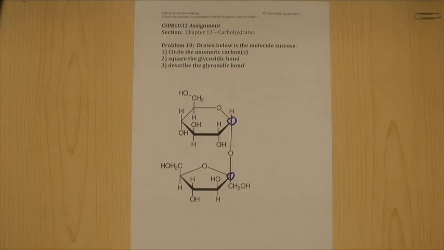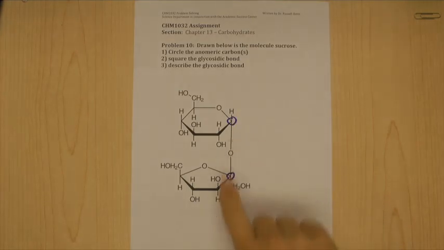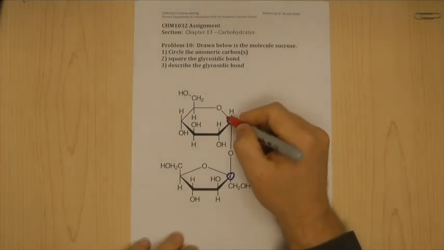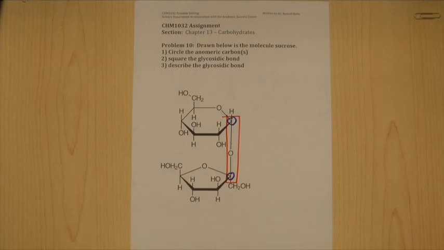Circle the anomeric carbon. Square the glycosidic bond. Now remember, the glycosidic bond is an ether bond that connects two sugars. So here we have sugar number 1, sugar number 2, connected via this ether bond right here. So let's put a square around that. It'll look more like a rectangle, I think, but let's just do it. There we go. There's our glycosidic bond.